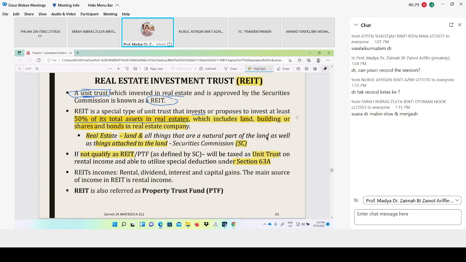Okay, if you look here, the income is still the same. We have rental income, dividend, interest, and capital gain. But the main income for a REIT is rental income. Also, a REIT is sometimes referred to as a property trust fund, PTF. Property trust fund is a REIT as well.